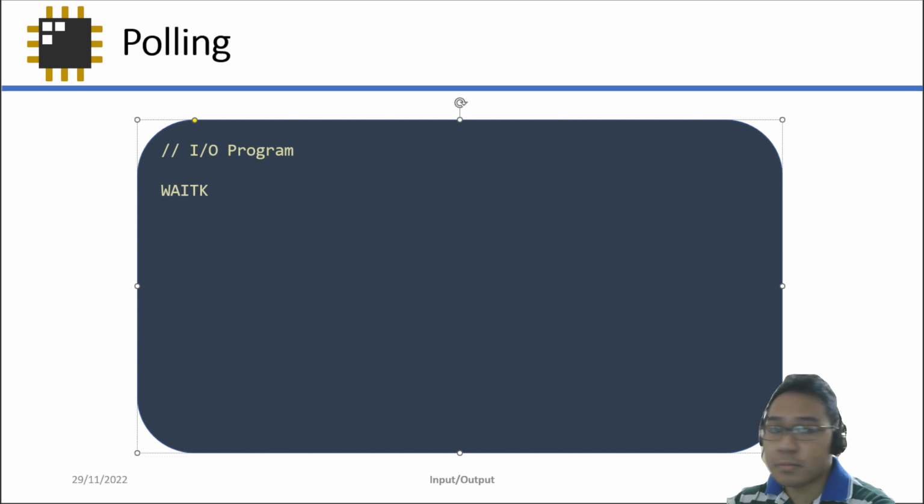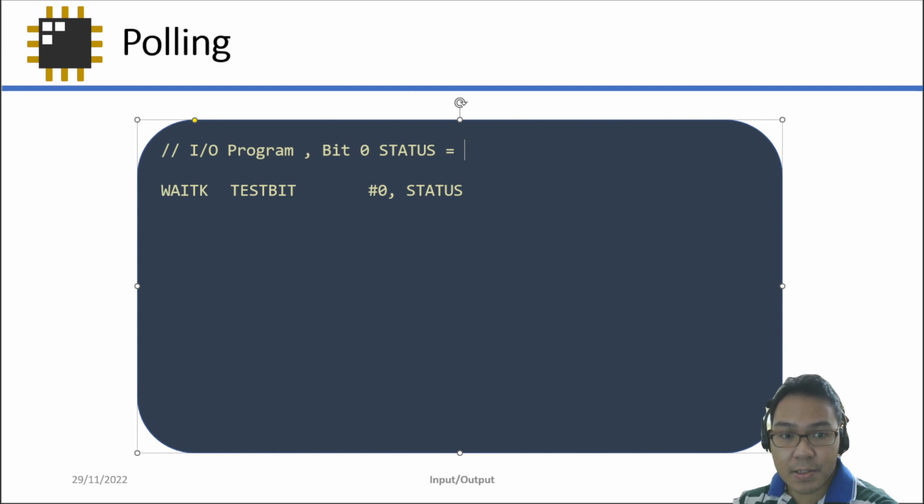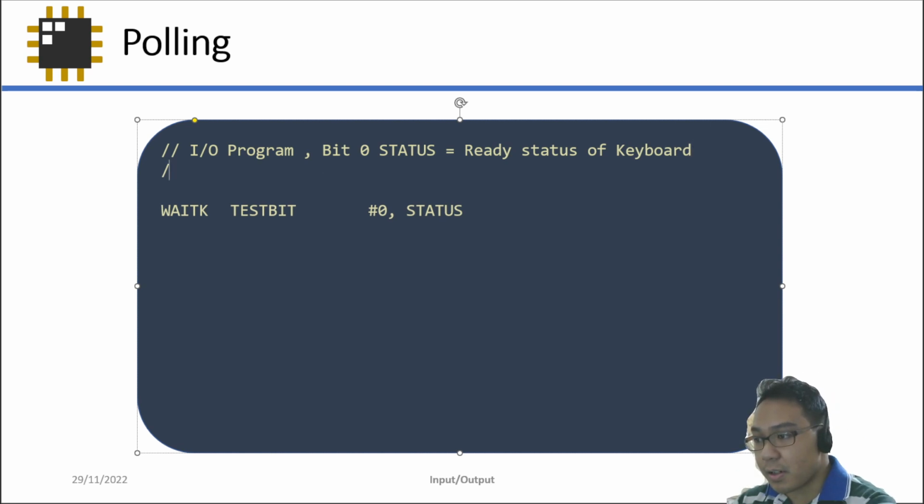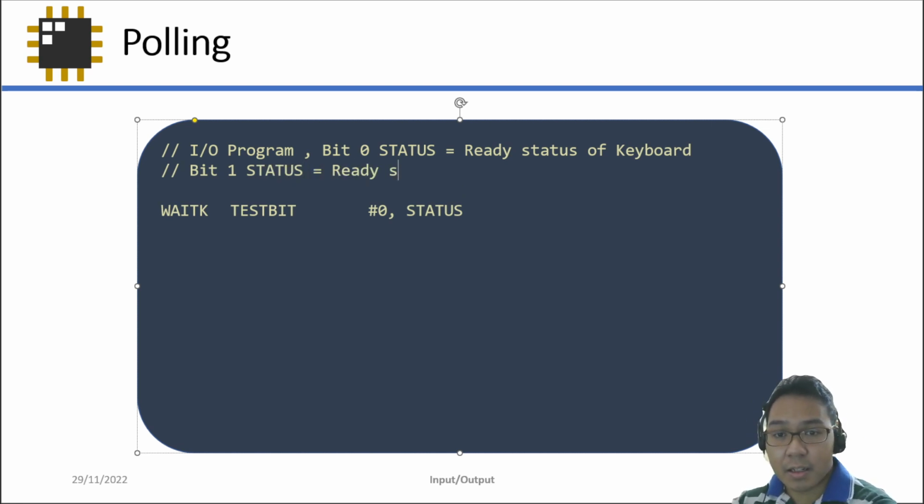Let's define this section with the label wait k, and let's use a command called test bit, and we check bit number 0 of the status register. Let's say that the thing that we're polling has, at bit 0 of status, the ready status of the keyboard, and bit 1 of status is the ready status of, say, the monitor.